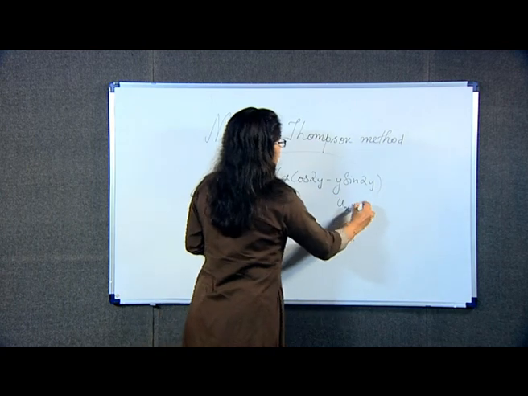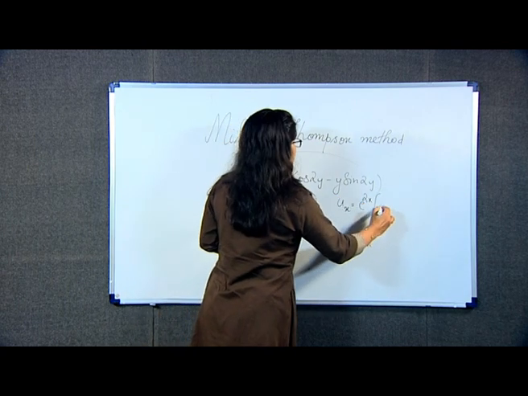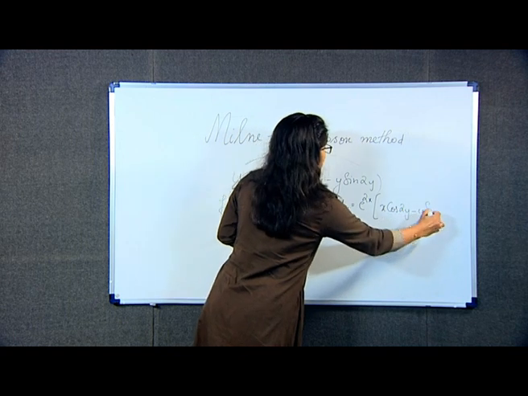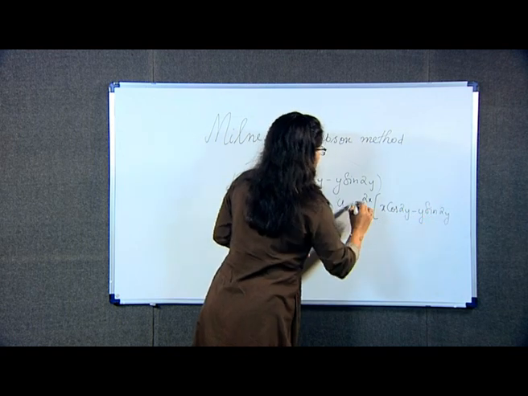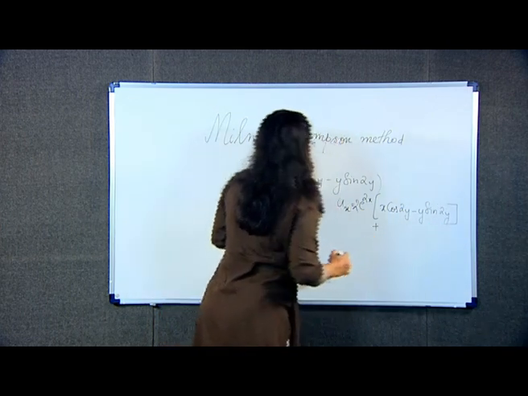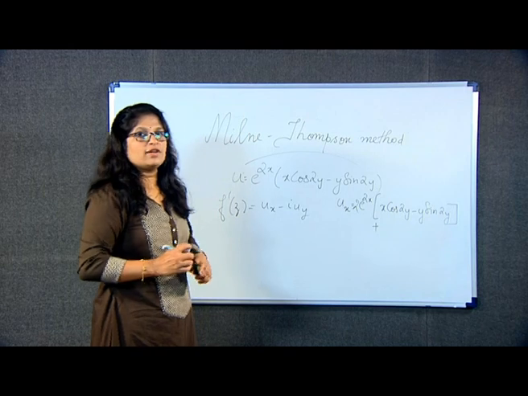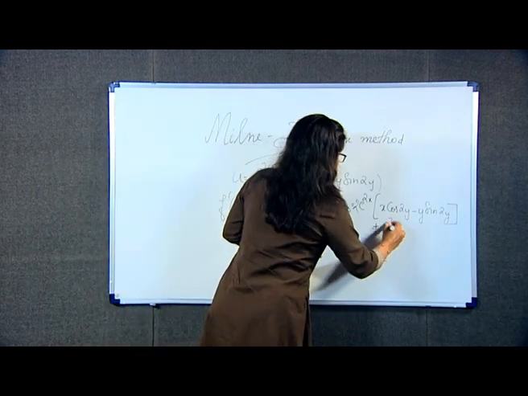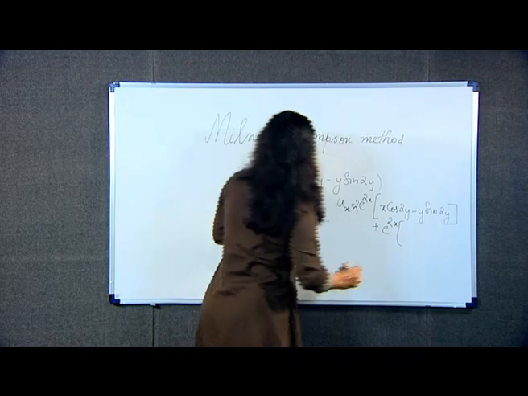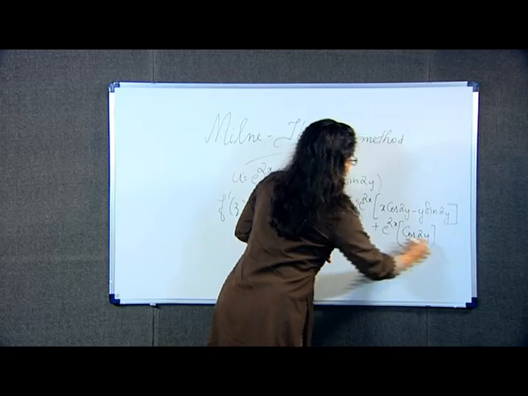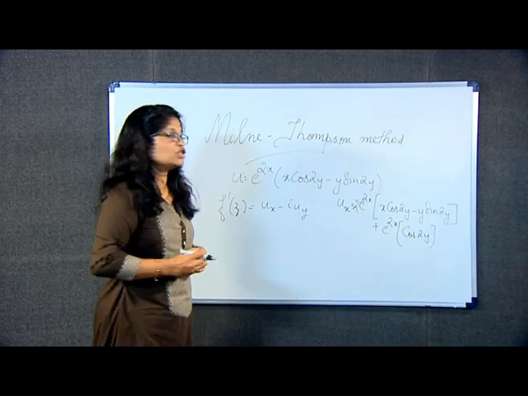ux is e raised to 2x into (x cos 2y minus y sin 2y), into 2, plus you have to apply the product rule, plus only for this term, e raised to 2x into, if I find the derivative, there is only one term here containing x, so it is e raised to 2x into cos 2y.